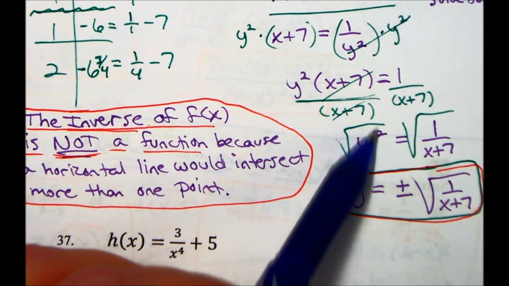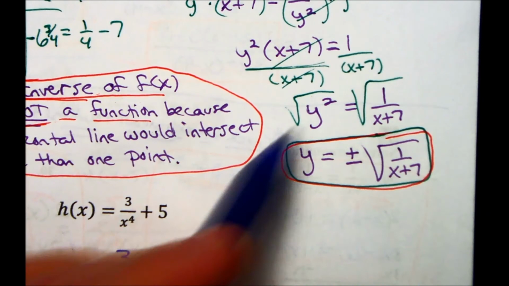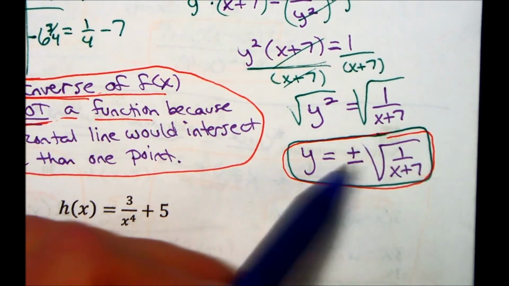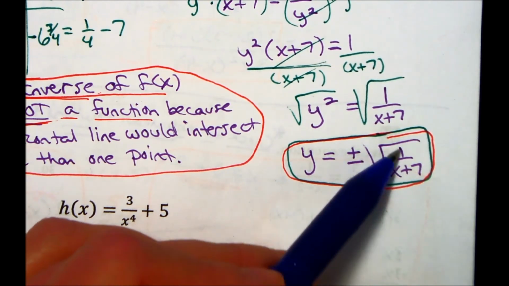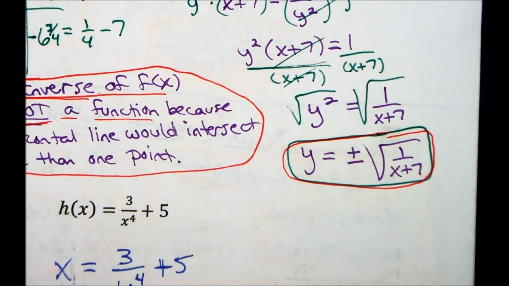You've got to get rid of the square by taking the square root of both sides. Because it's an even root, though, you're going to have a positive and negative root. So y equals positive or negative square root of 1 over x plus 7. So that would be your inverse equation.